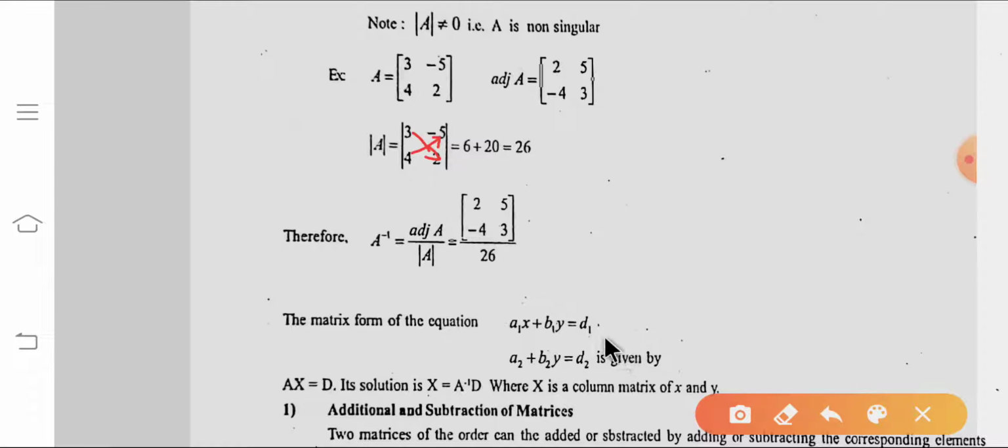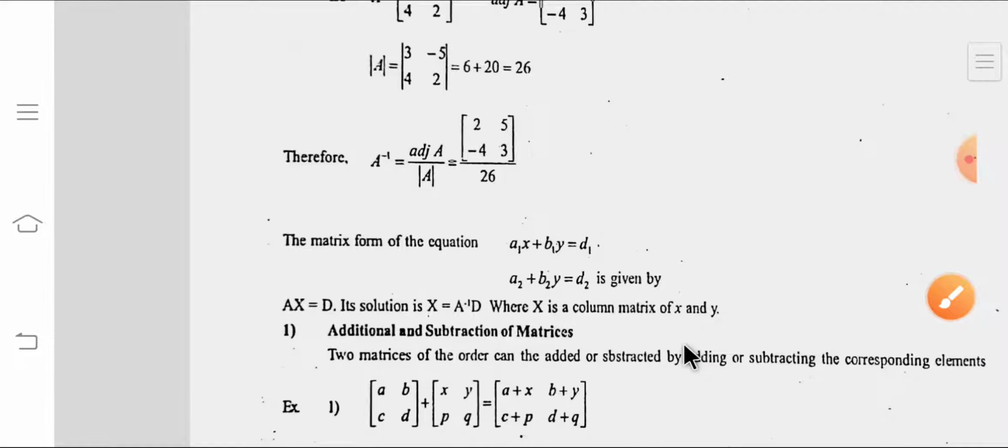Next is the matrix form of the equation. Suppose the given system of equations is a1x plus b1y equals d1, and a2x plus b2y equals d2. Its matrix form we write as AX equals D, or AX equals capital B, where X equals A inverse D. Here X means the unknowns, the number of unknowns, and A is the coefficient matrix, that is a1, b1, a2, b2, and D is the independent terms, that is d1 and d2.